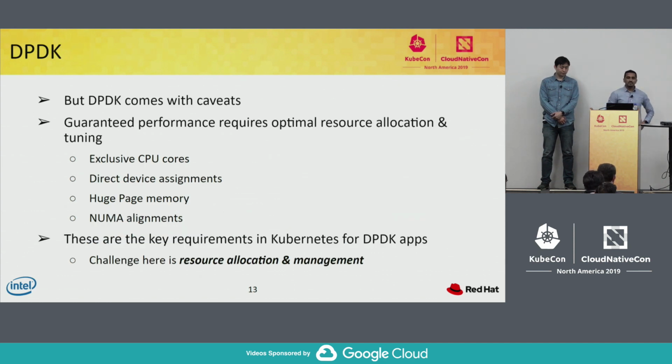But DPDK also comes with caveats. For guaranteed performance, it requires optimal resource allocation and tuning. It requires exclusive CPUs to be given to this application, and you also need to give direct I/O devices, for a NIC for example. DPDK also needs huge page memory to reduce TLB cache misses, and all of this also requires NUMA alignment. So these are the key requirements in Kubernetes needed to run a DPDK application. The challenge here is resource allocation and management: the devices, the CPUs, and the NUMA alignment as well.